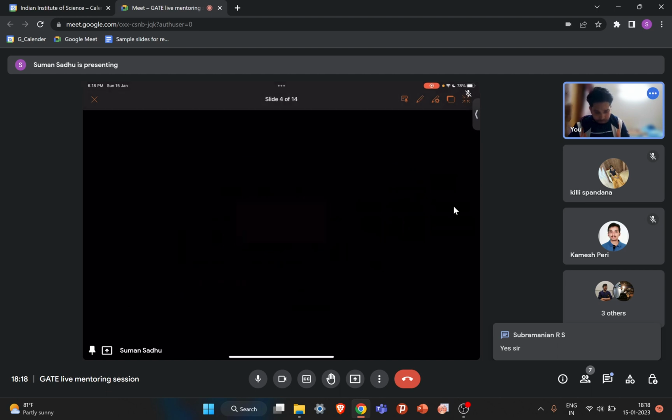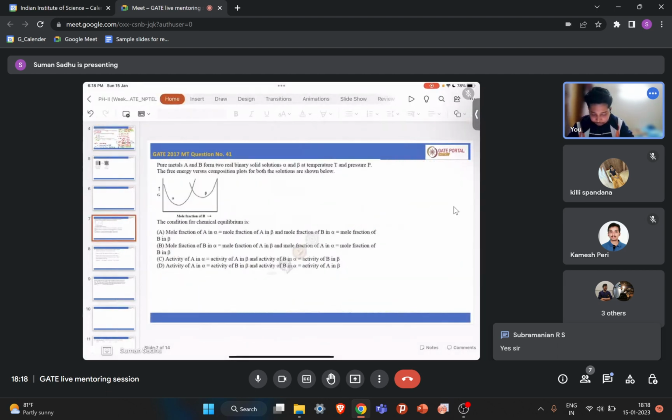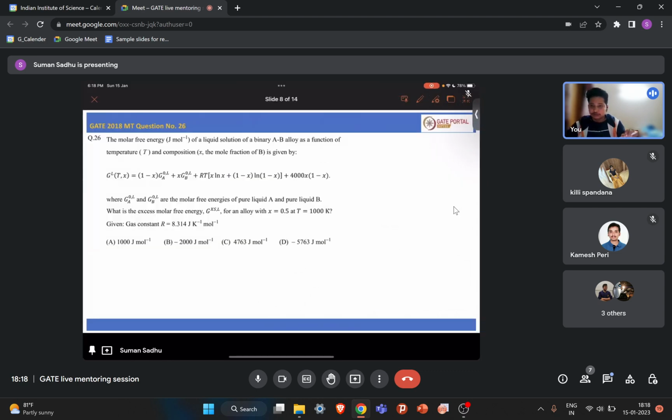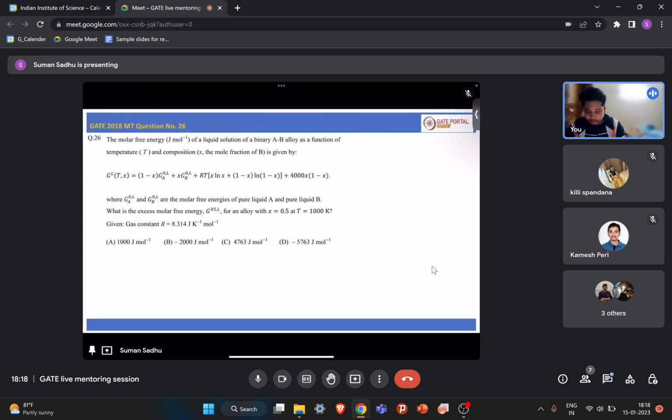Okay. So for the next question also, we have to see how to draw the free energy versus composition diagram. So this question also I will come back to after some time, and this question we can solve now. This is question number 26 of GATE 2018. The question is: the molar free energy of a liquid solution of a binary AB alloy as a function of temperature and composition is given by this equation, where G naught A is the molar free energy for pure A, and G naught B is the molar free energy for pure B in the liquid form.